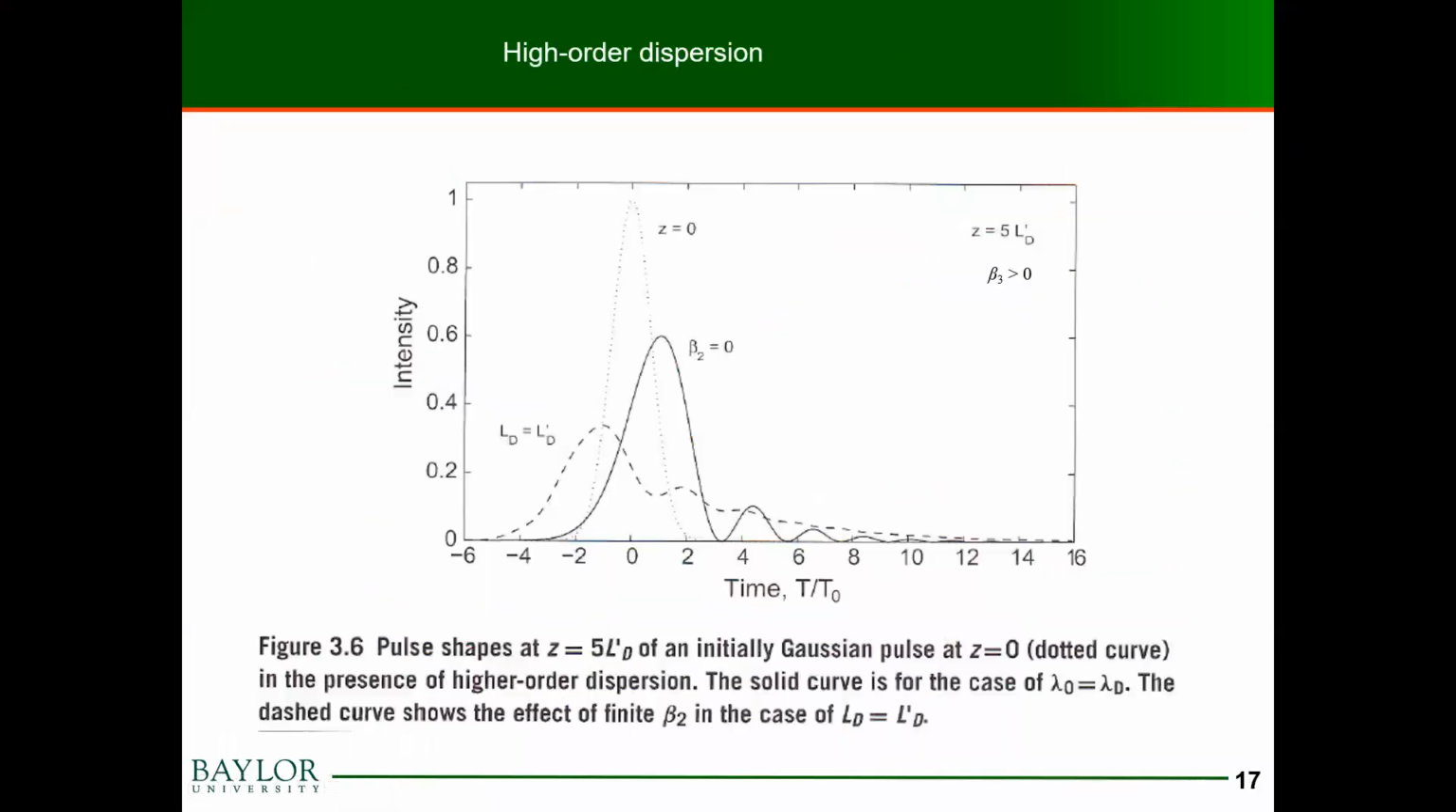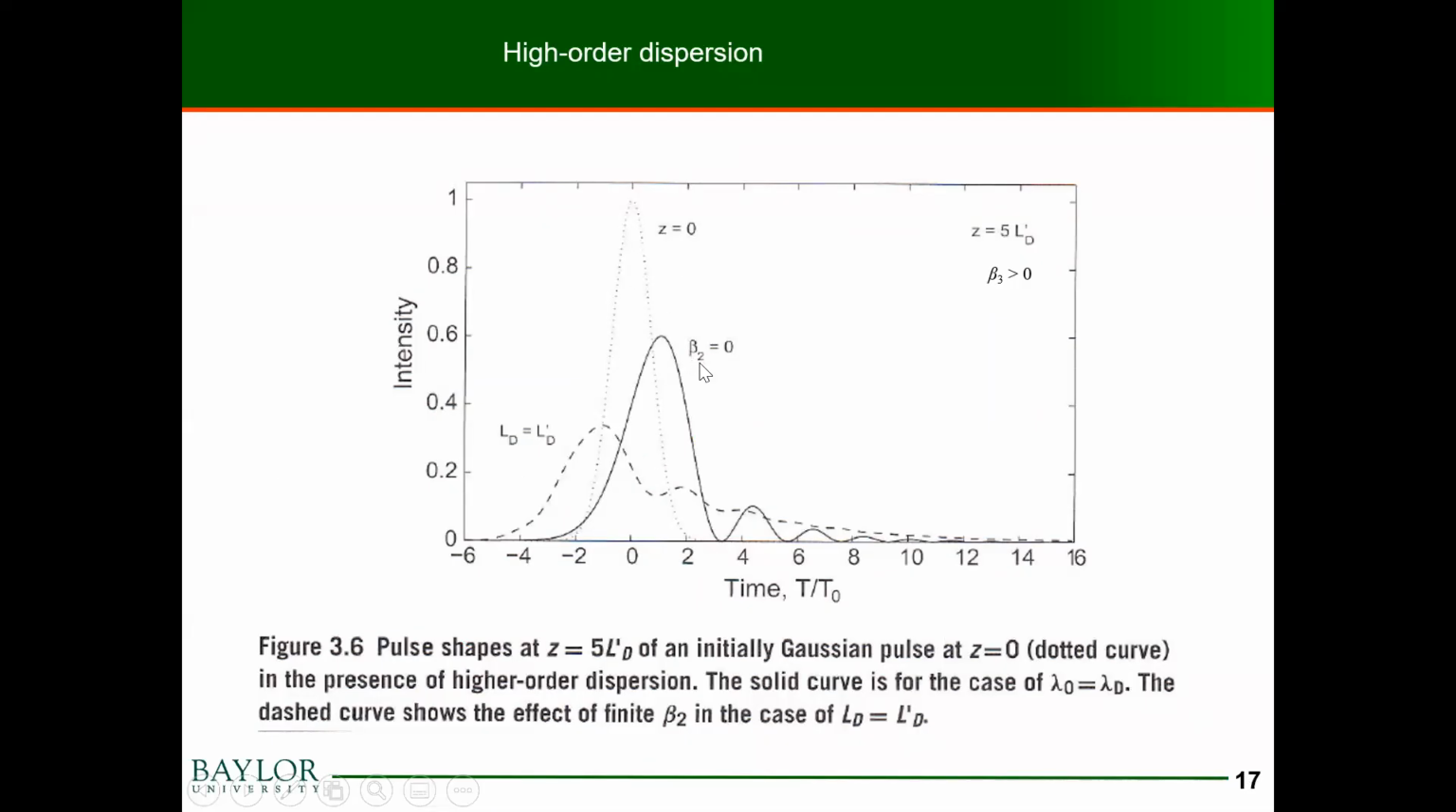So that's the previous material. Now you can tell this is the figure of intensity as a function of time. This dotted line is z equal to L. It's a nice Gaussian shape.